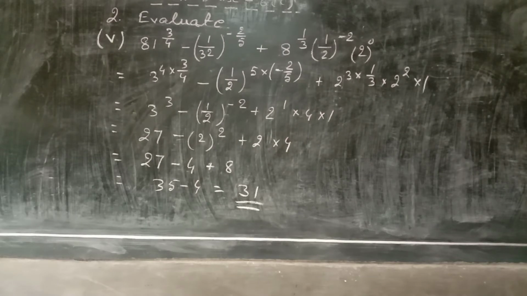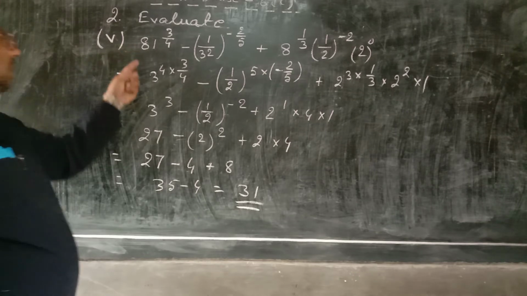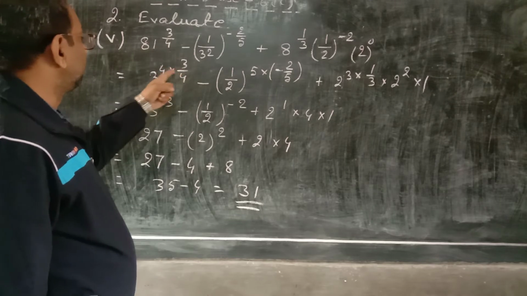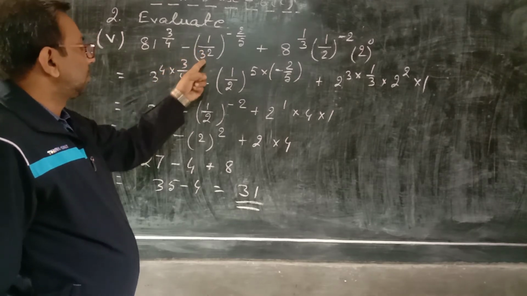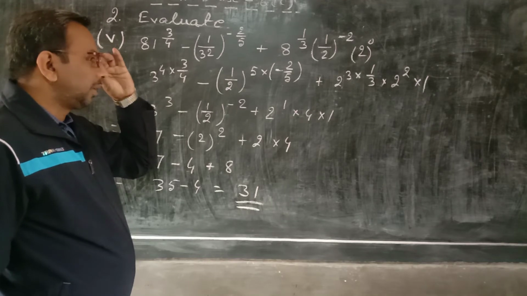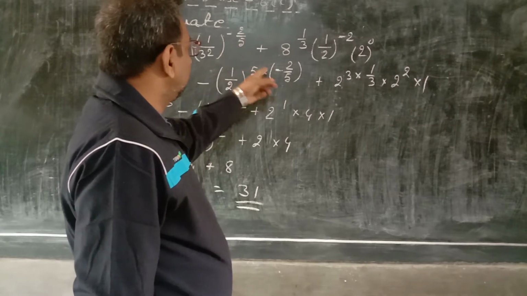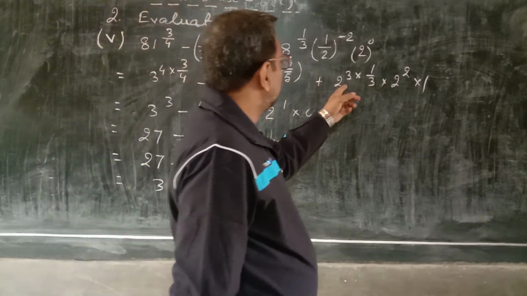Question number 2, Roman number 5. The question is 81 to the power 3 by 4 minus 1 by 32 to the power minus 2 by 5 plus 8 to the power 1 by 3 into 1 by 2 to the power minus 2 into 2 to the power 0. We are asked to evaluate it. In the first step, this 81 I have written as 3 to the power 4 because if you multiply 3 4 times you will get 81, and this 3 by 4 is multiplied with this power. Minus 1 by 32 I have written as 1 by 2 to the power 5. If you multiply 2 5 times, you will get 32, into minus 2 by 5 plus 2 cube.